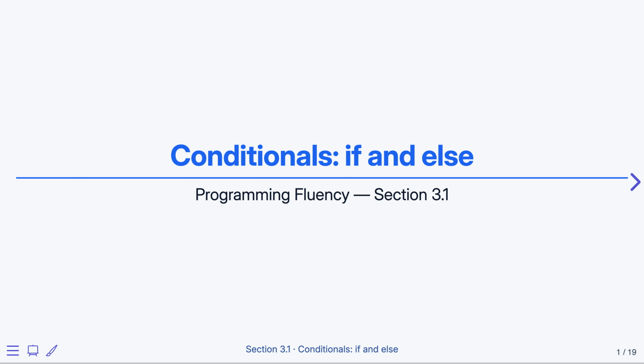Welcome to Programming Fluency. This is Section 3.1, Conditionals: if and else. So far, your programs run straight through and they do the same thing every time. In this video, you learn how to make a program choose. It runs some code when a condition is true and skips it when the condition is false. The tools for that are if and else. Let's begin.